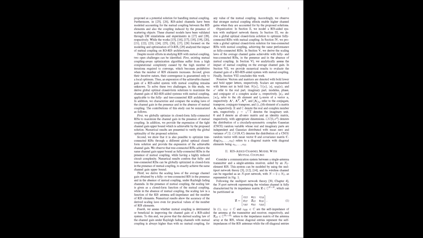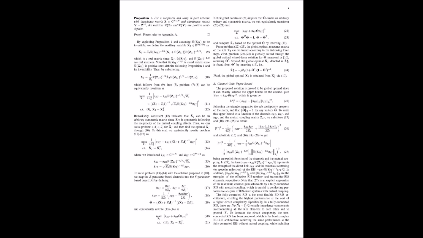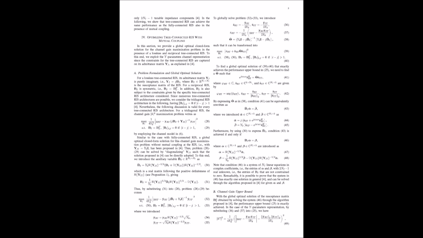Right. So first, they ignore any feedback channels. So no signals bouncing back from the receiver to the transmitter? Nope. They call this the unilateral approximation. It works well when things are far apart. Makes sense. What's the other assumption? Perfectly matched antennas at both ends, the transmitter and receiver. So no signal reflections there. Exactly. Everything's tuned perfectly for efficient power transfer.